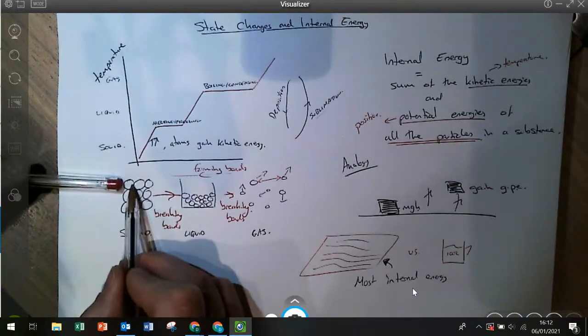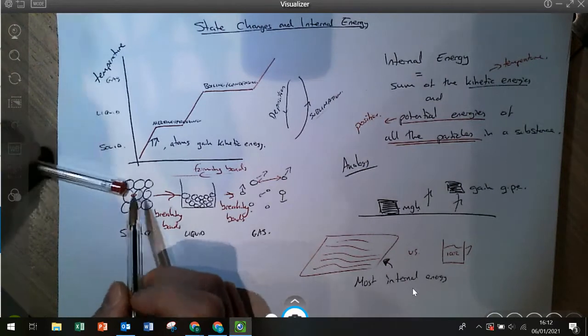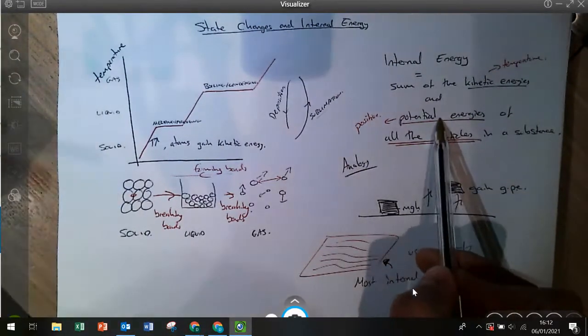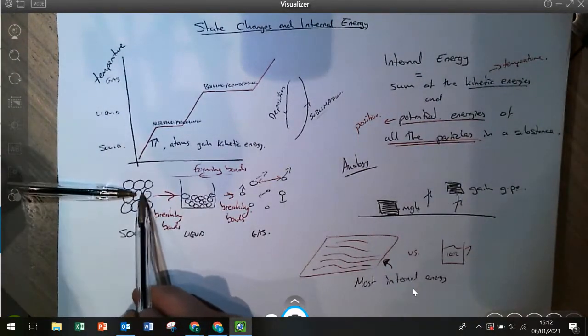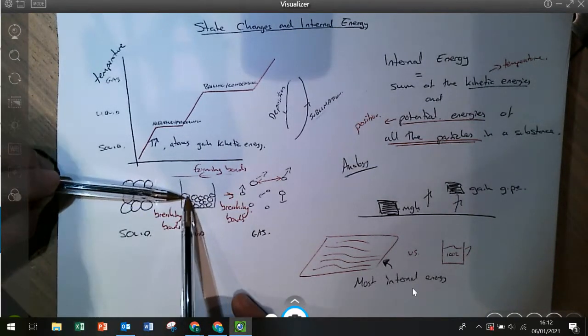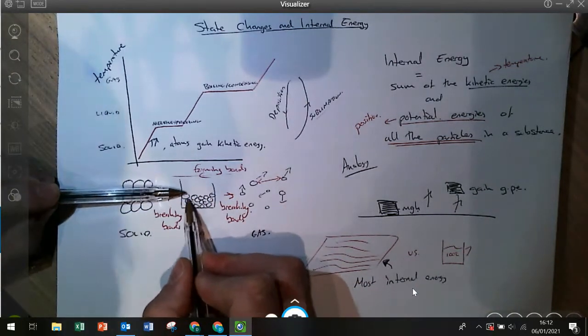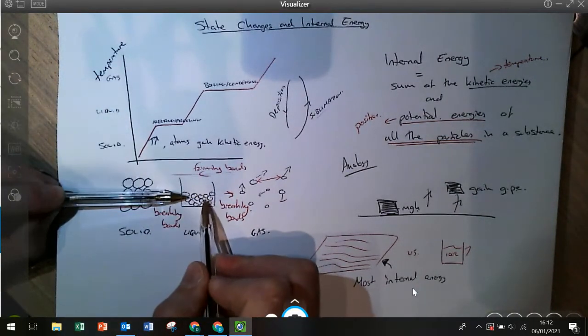We can see that they're close together. They are in neat, orderly rows. They're going to have the lowest potential energy, for example. They are going to be vibrating continuously because they will have some temperature. The liquid is obviously a bit more free to move. The bonds are slightly weaker between them, which is why they can flow. They take the shape of the container.